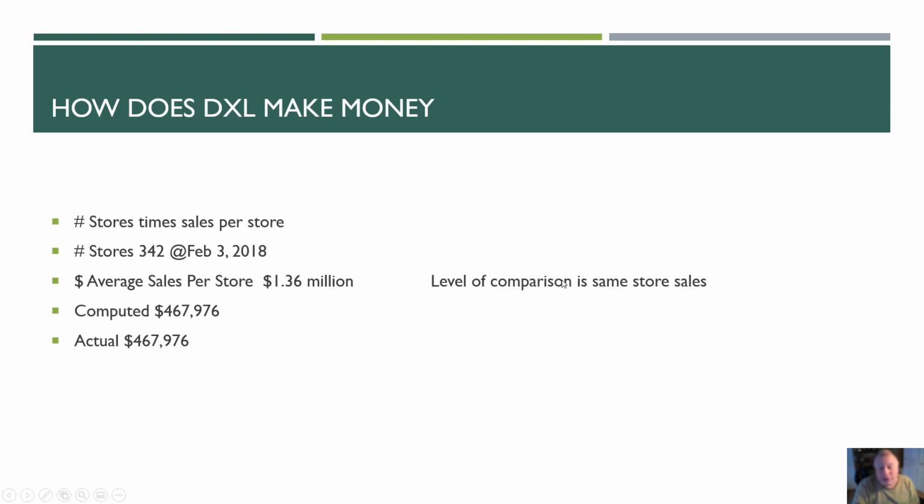The level of comparison is same-store sales. I computed it at 467,976, and the actual was the same. So I calculated it. Now, in DXL, they just have stores. The companies you're looking at will actually have more.